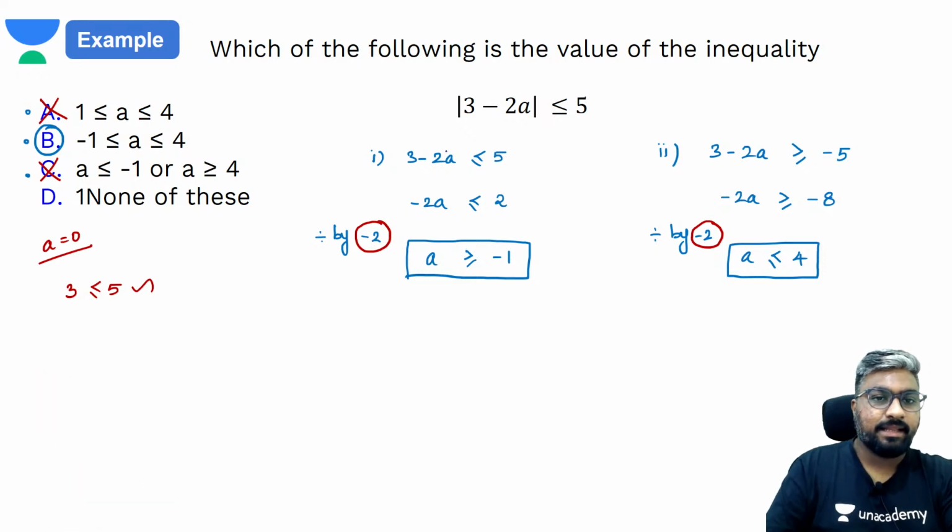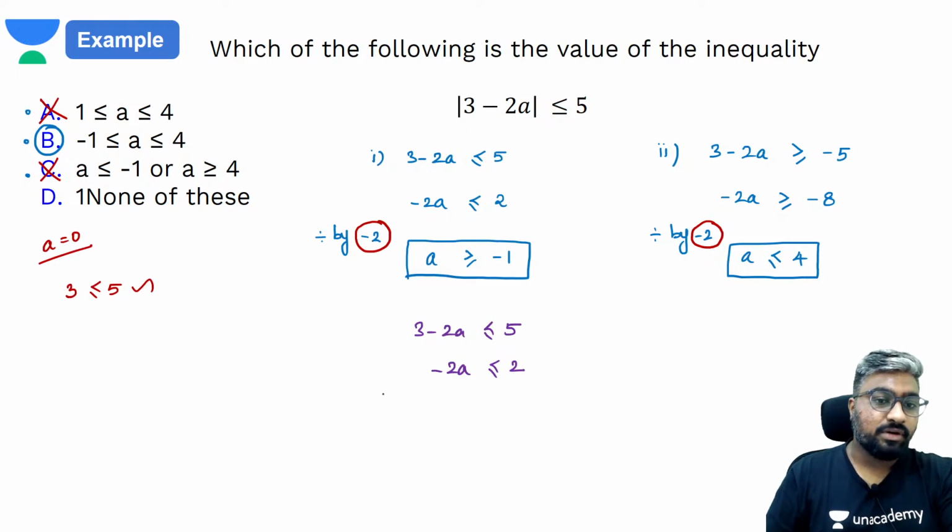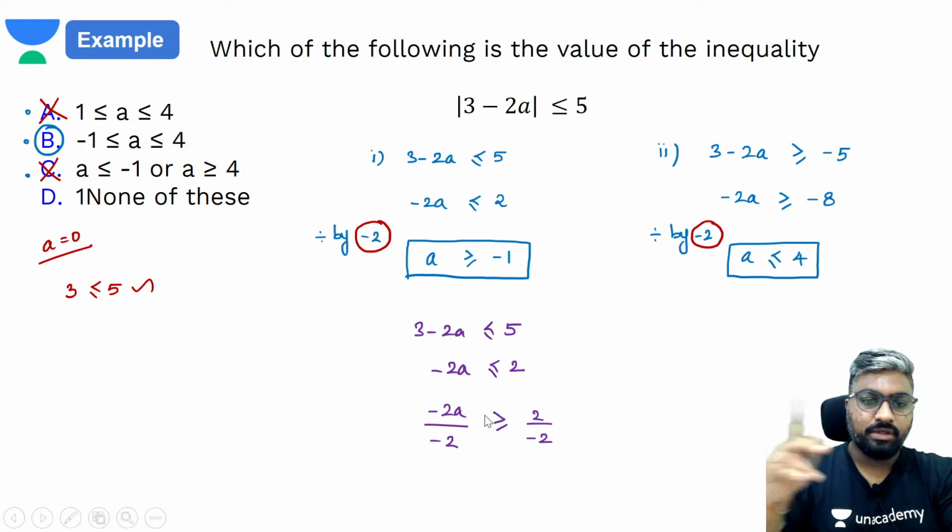Okay, I'll do this quickly. देखो, 3 minus 2a या तो positive रहेगा. In our case, 3 minus 2a will be less than or equal to 5. Subtracting 3, we will get minus 2a is less than or equal to 2. Now I have to divide by minus 2. So minus 2a by minus 2, यहाँ पे 2 by minus 2, but sign क्या हो जाएगा? Inverse. Sign उल्टा हो जाएगा. Yes, तो minus 2 cancel. a is greater than minus 1.